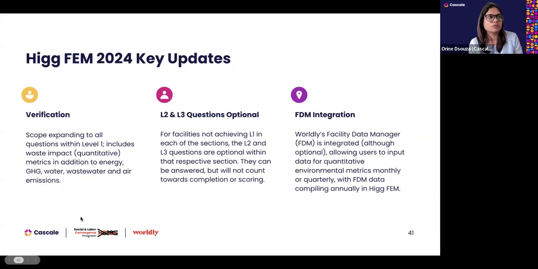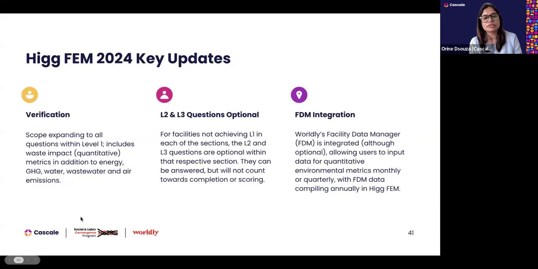The next change which we are looking at is when it comes to level 1. Earlier it was only level 1 achieving, but now for next year, if level 1 is also not achieved, the facilities can also go ahead and fill in for level 2 and level 3, see where exactly they can work and how they can work further. So that is something which they can look at and work on.